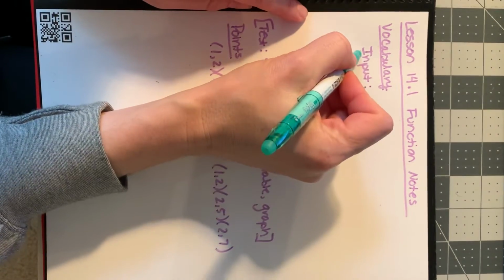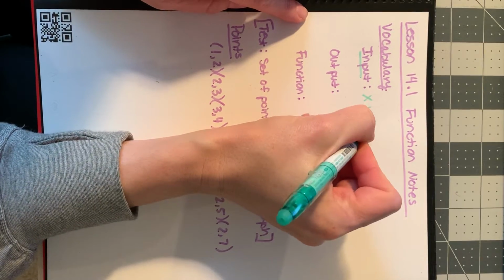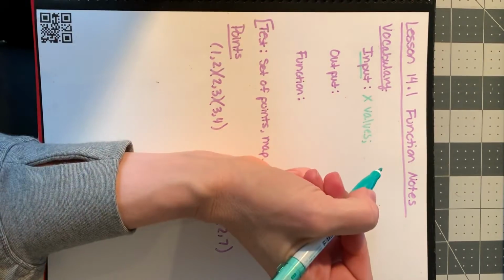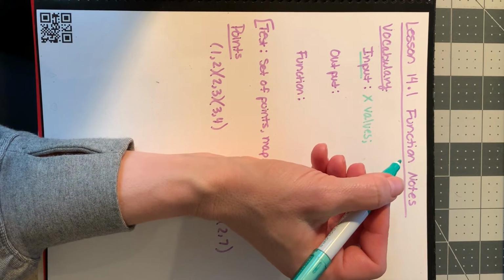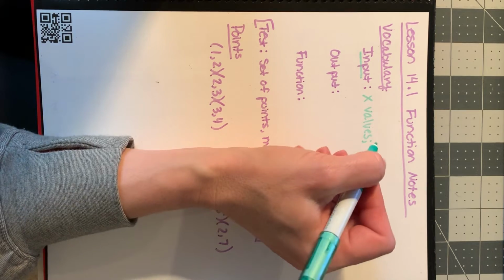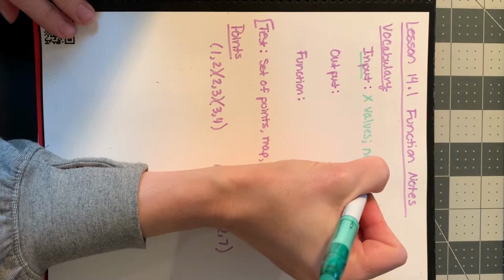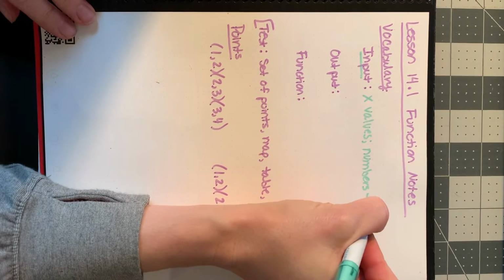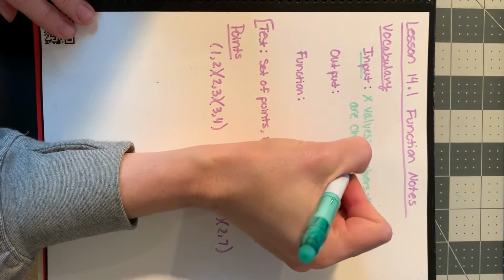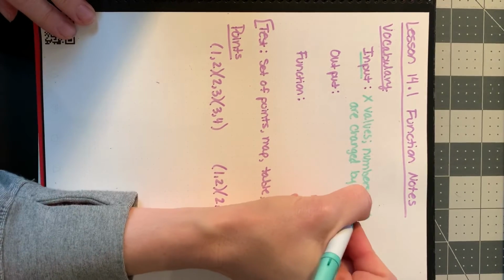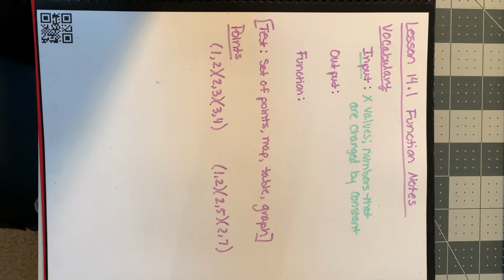So we're going to be talking about inputs, which are basically X values. So these are the items that we've been talking about before, such as, what is it that the slope is doing to a number? So these are the numbers that are changed by the constant or by the slope, okay?